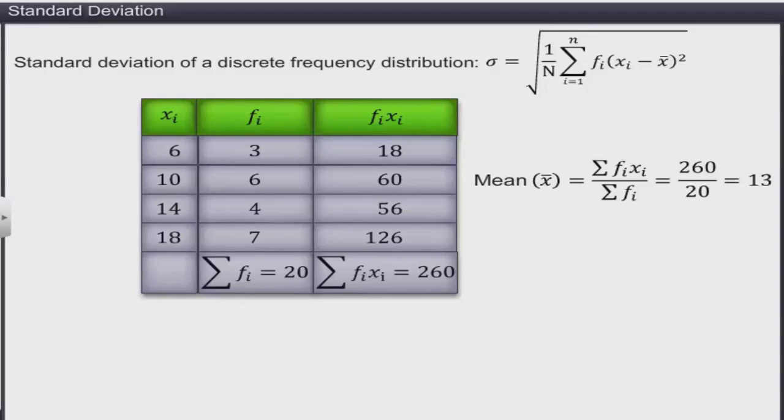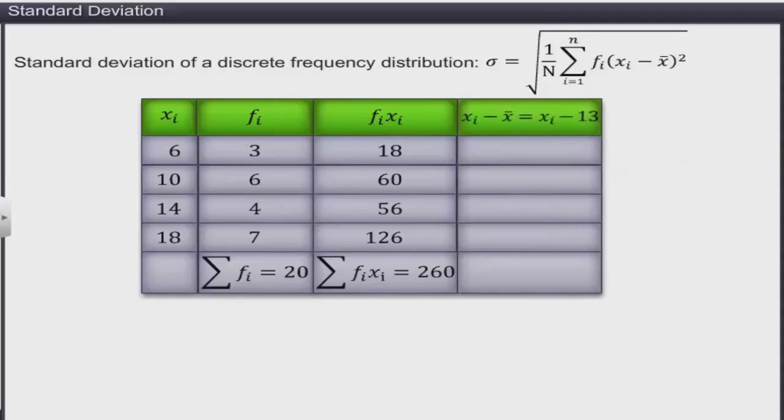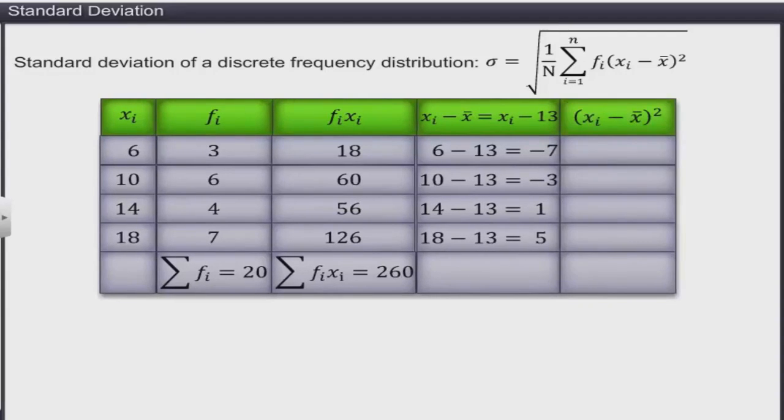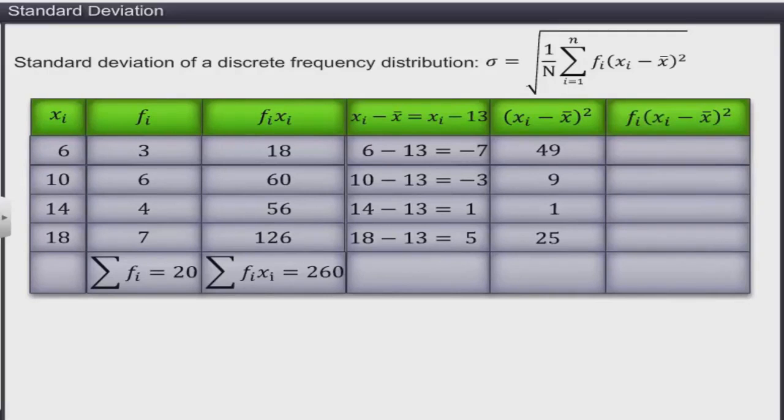Now, the deviations of the observations from the mean are -7, -3, 1 and 5 respectively. The squares of the deviations are 49, 9, 1 and 25 respectively. The products of the squares of the deviations and their respective frequencies are 147, 54, 4 and 175 in that order.